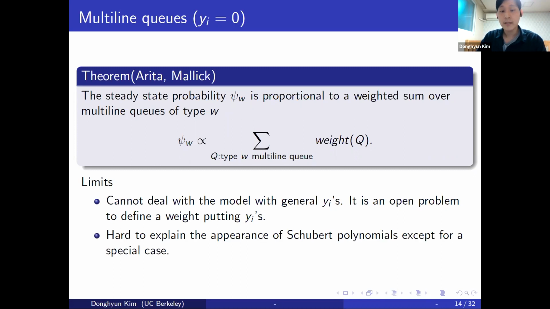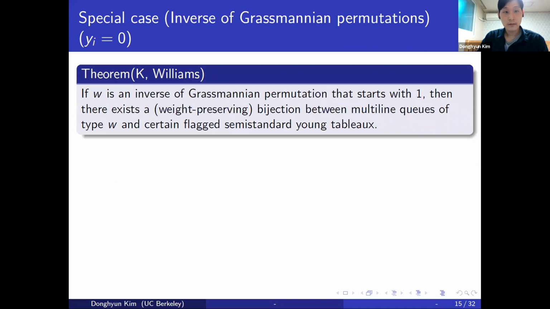And it is very hard to explain the appearance of Schubert polynomials except for a special case, which is the inverse of a Grassmannian permutation. So we have shown that if W is an inverse of a Grassmannian permutation that starts with 1, then there exists a weight-preserving bijection between multiline Qs of type W and certain flagged semi-standard Young tableaux. Flagged means that there are bounds for each row when filling the semi-standard Young tableau.